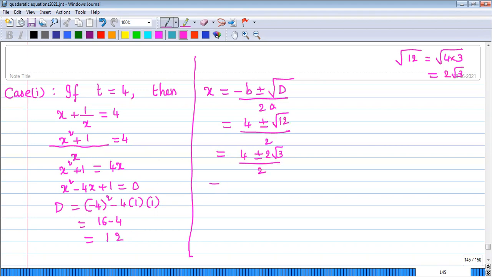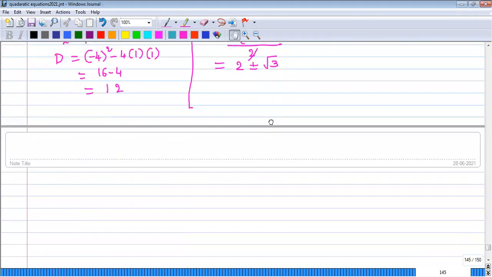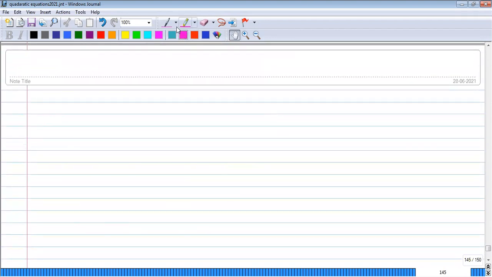From the numerator, let us take 2 common. We have 2 into (2 plus or minus root 3) upon 2. 2 will get cancelled. We have 2 plus or minus root 3. This is case 1. Now go to case 2. Case 2: t is equal to 1. If t is equal to 1, then x plus 1 by x is equal to 1.